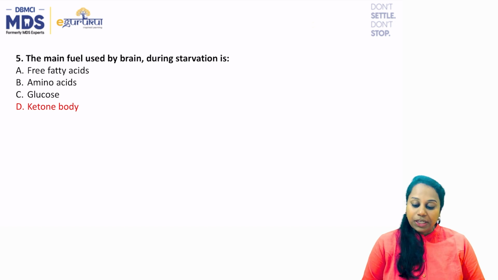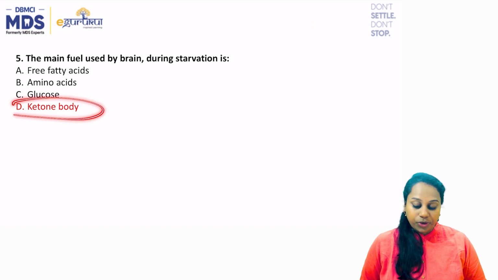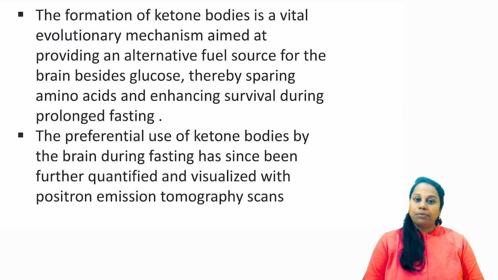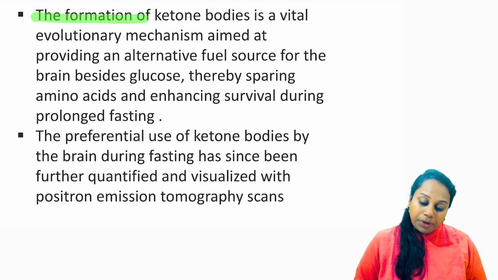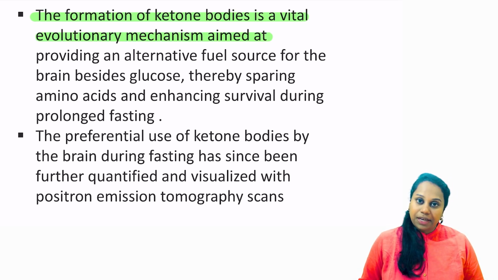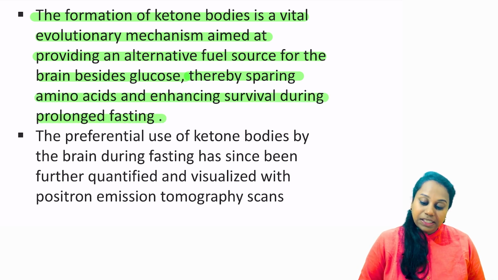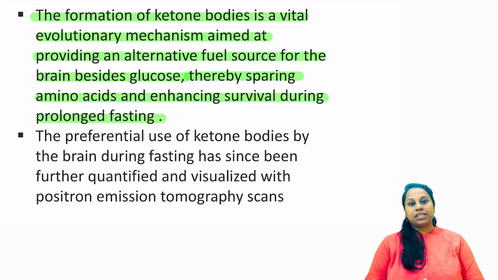The main fuel used by the brain during starvation is. The answer to the question is option D, ketone body. Let's quickly learn about this. The formation of ketone bodies is a vital evolutionary mechanism aimed at providing an alternative fuel source for the brain besides glucose, thereby sparing amino acids and enhancing survival during the prolonged fasting state.